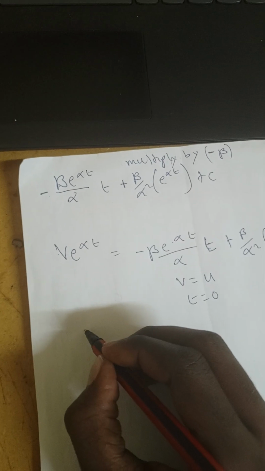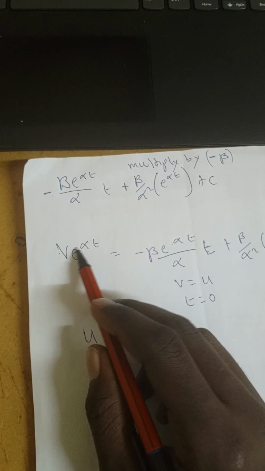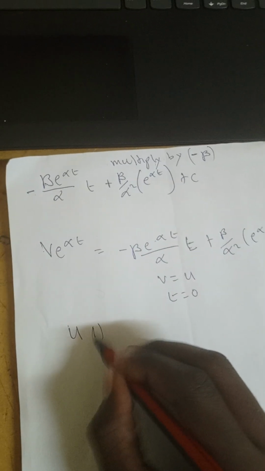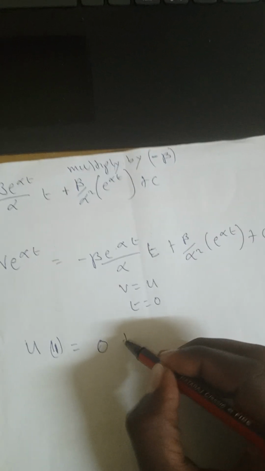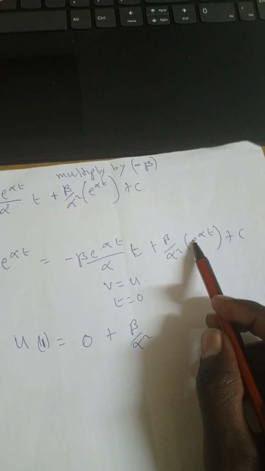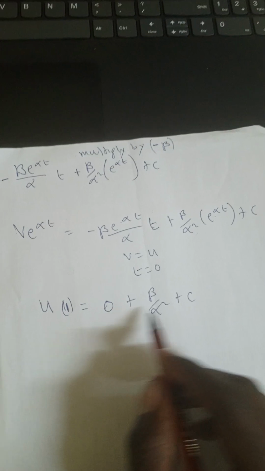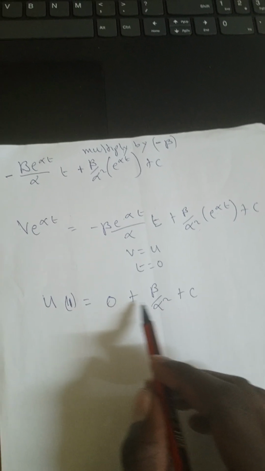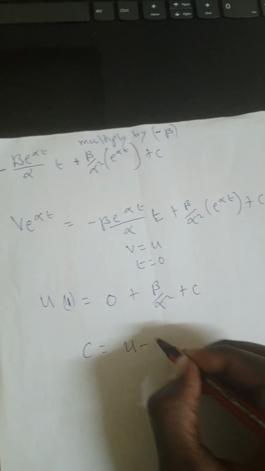So here, let's start. This will be u multiplied by exponent to the power alpha multiplied by 0. So it's the same as exponent to the power 0, which is going to give me a 1. I can see that there's a t multiplying everything, so this is just going to turn out to be 0, plus beta over alpha squared. When I put 0 for t, it's going to be exponent to the power 0, which is 1. This is plus c. Now for me to find c, I just have to subtract this both sides. So I'm going to have c is equal to u minus beta over alpha squared.